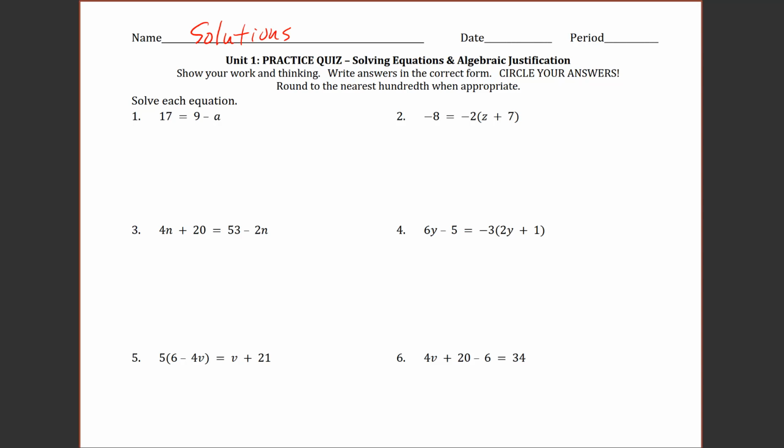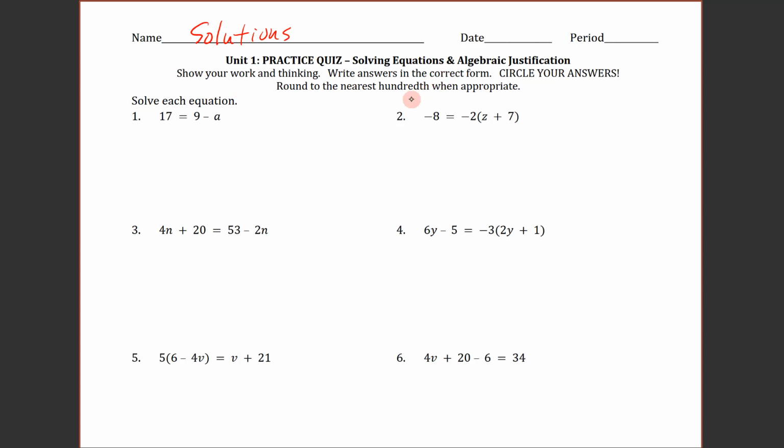Let's get going with this practice quiz for Unit 1, solving equations and algebraic justification, as we go through and do these. You'll notice that the first part, all we have to do is just solve the equation. Remember, we always want to make sure we're showing our work and our thinking as we go through so everybody knows we know what we're doing.